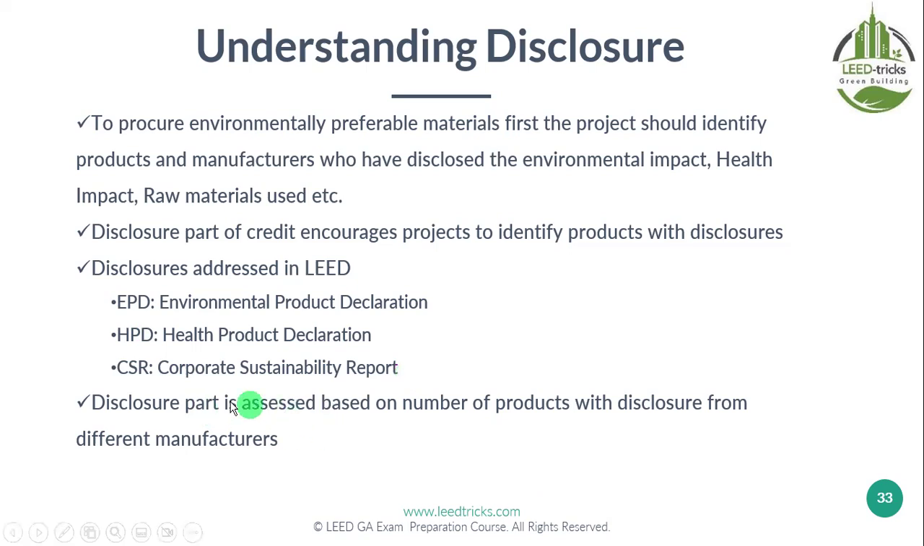So the disclosure part is assessed based on the number of products with disclosure from different manufacturers. I mean, in LEED AP we have a credit called building product disclosure and optimization, and you know it now in LEED GA. What is disclosure? It's EPD, HPD, CSR. In LEED BD+C, they will tell you a percentage, let's say 20 products from 5 different suppliers should have EPD or HPD or CSR, or should have a declaration or disclosure. Yes, then you take the point.